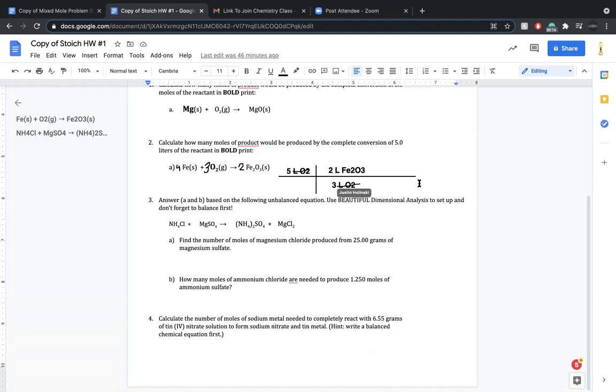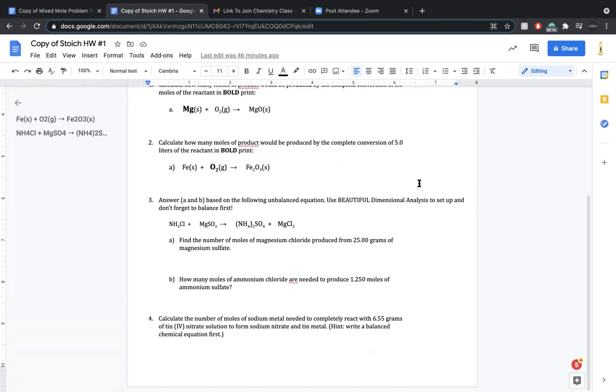Units cancel. So we're going to do 5 times 2 and then divide that by 3. So we get 3.33. I guess we would just make that 3.3 if we match the sig fig. So it would be this many liters of product. Okay, I got it. Perfect.